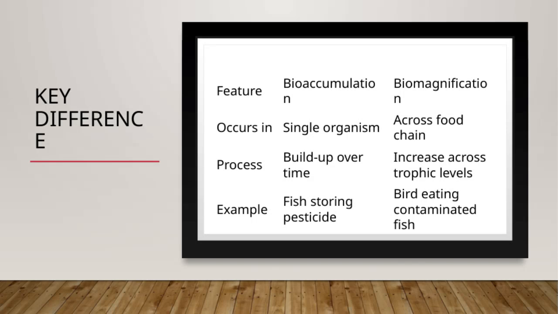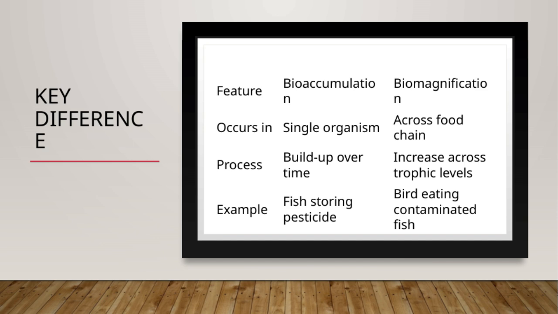Now, let's look at the key differences between bioaccumulation and biomagnification. First, bioaccumulation occurs within a single organism, meaning the organism gradually builds up contaminants over time. For example, a fish might store pesticides in its tissues as it's exposed to polluted water. On the other hand, biomagnification happens across the entire food chain. It's not just about one organism, it's about how these contaminants increase as we move up through predator-prey relationships. For instance, a bird that eats contaminated fish can end up with much higher levels of toxins in its body.